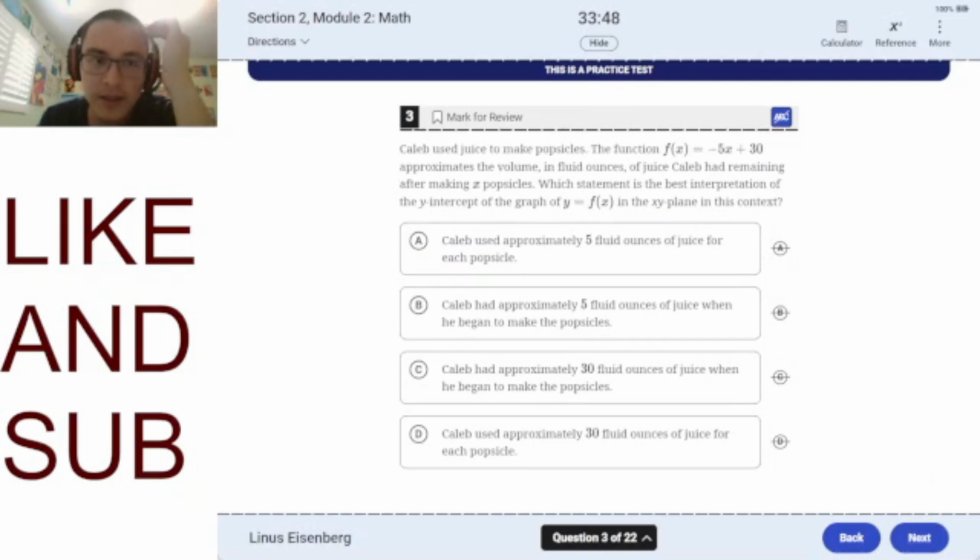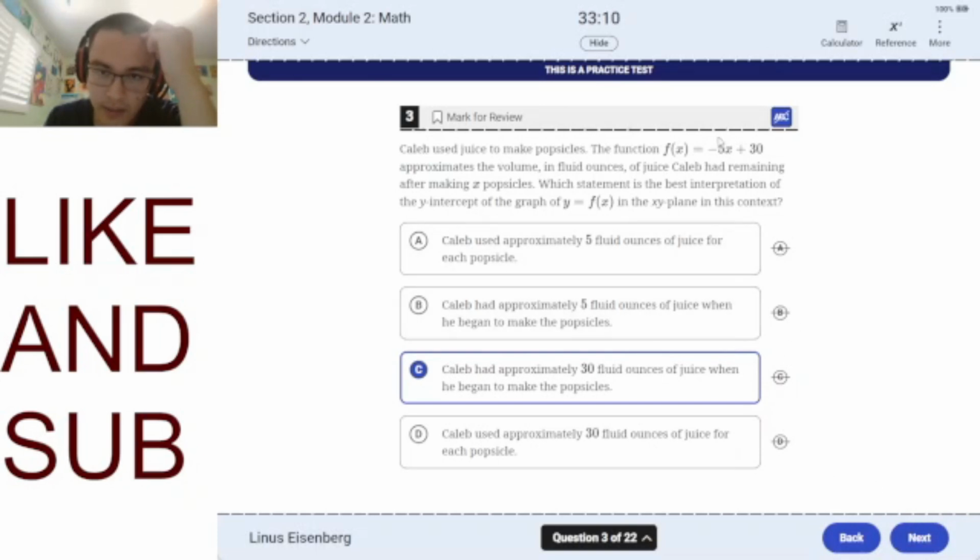Caleb used juice to make popsicles. Here's the function of the juice he had after making x popsicles. What is the y-intercept? So the y-intercept, because x is the number of popsicles, when x is 0 is gonna say how much he had when he didn't make any popsicles. So he had the stuff when he began to make popsicles. So we're gonna see that the y-intercept is obviously 30. And so when he began to make popsicles, our friend Caleb had 30 fluid ounces of juice.